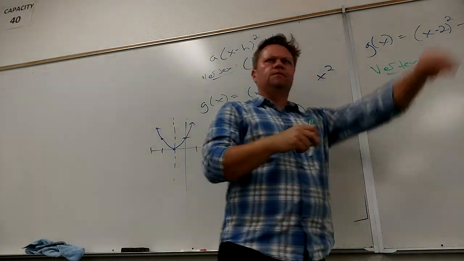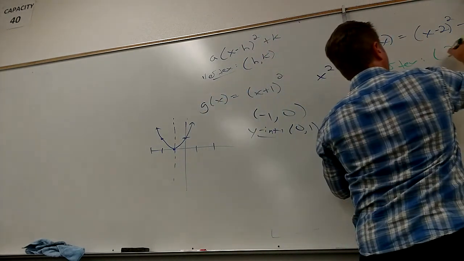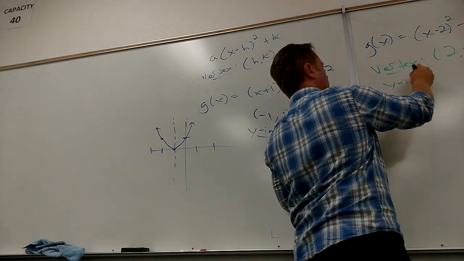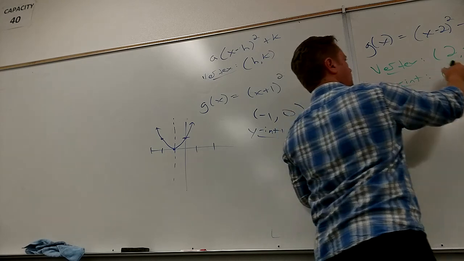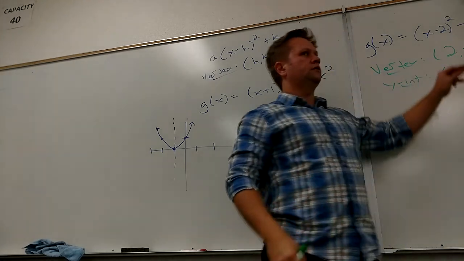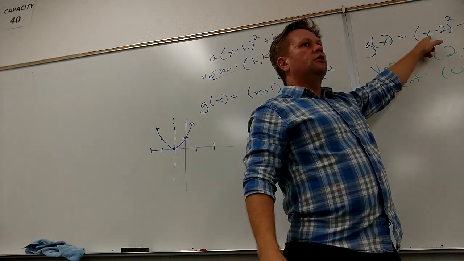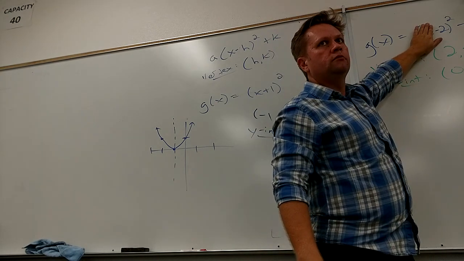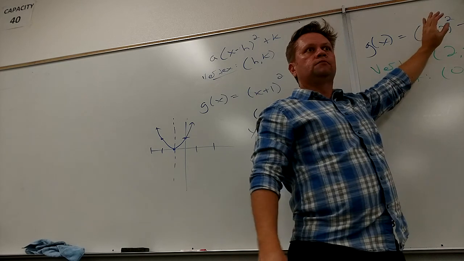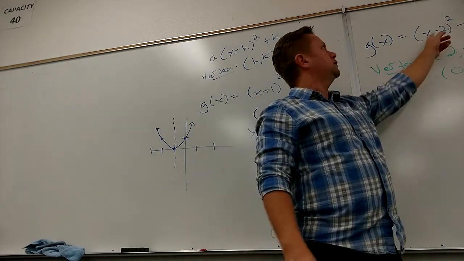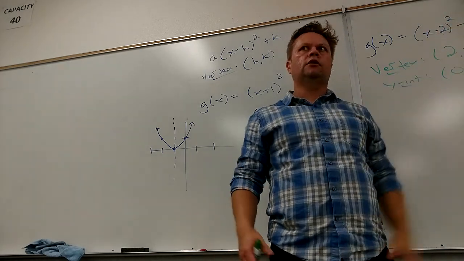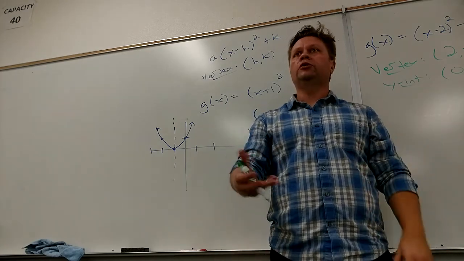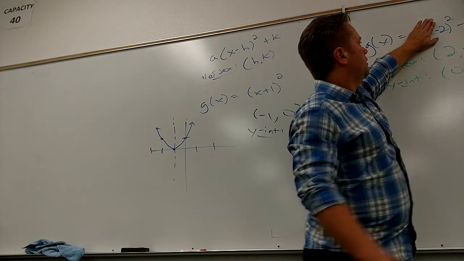What's the vertex? 2, negative 1. What's the y-intercept? Let's see. You make x 0, what do you get? Negative 2 squared is 4, minus 1. Work it out. You make x 0, and then you see what you get when you make x 0. That's what it means to make x 0. You plug it in. What do you get? 4 minus 1, 3.